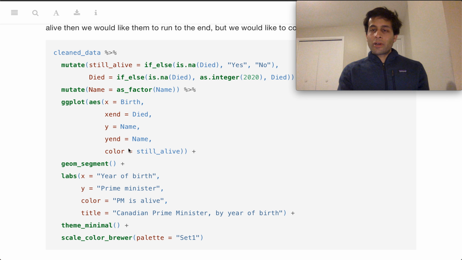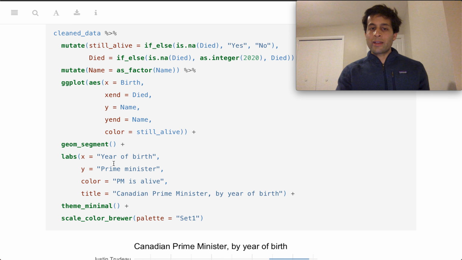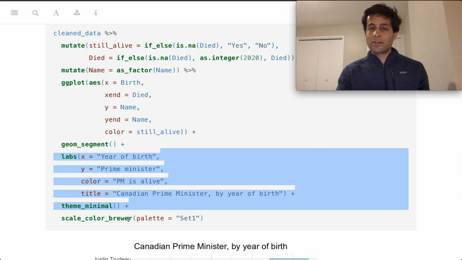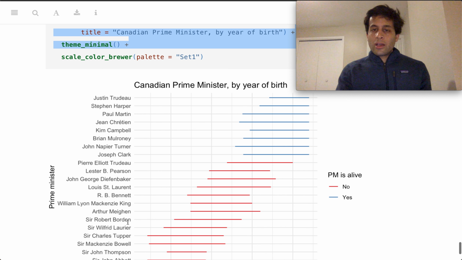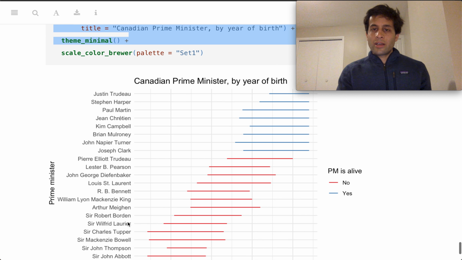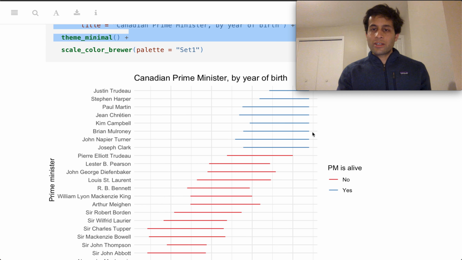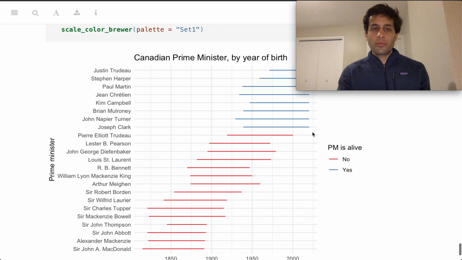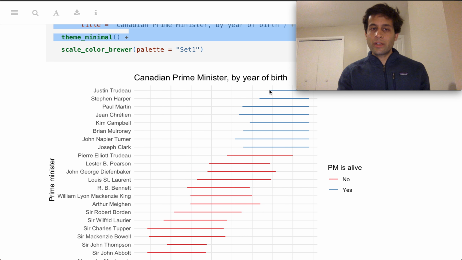We're going to color it by whether they're alive or not at the moment, and then finally we're just going to add some nice little labels and play with what it looks like a little bit. And so we arrive at the end and we have our nice graph. It's looking pretty good. We see Justin Trudeau, so he's here. The Prime Minister before him was Stephen Harper, so this is all looking fairly reasonable.